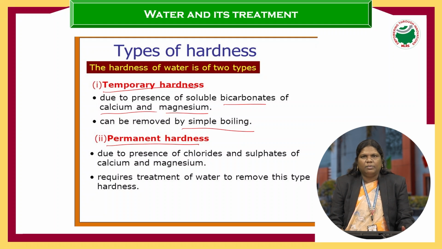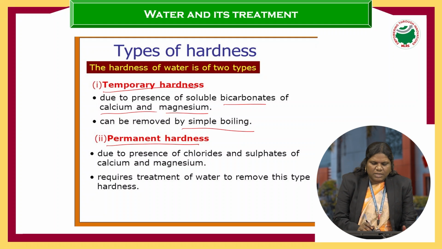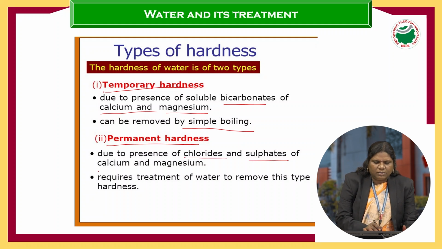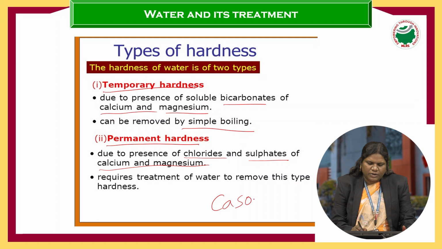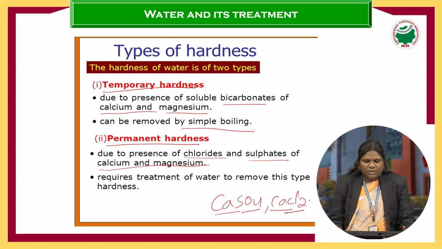And next, another type of hardness is the permanent hardness. The permanent hardness is due to the presence of chlorides and sulfates of calcium and magnesium. When the calcium and magnesium are present in chloride and sulfate form, meaning CaSO4 for calcium sulfate, CaCl2 calcium chloride, or magnesium sulfate or magnesium chloride, it will cause the permanent hardness to the water.